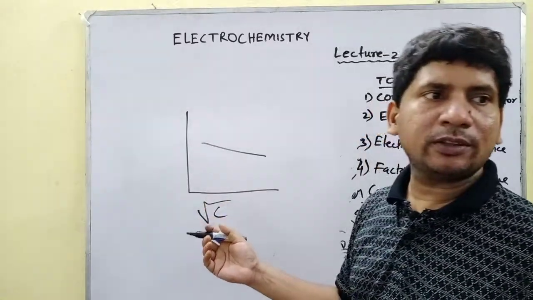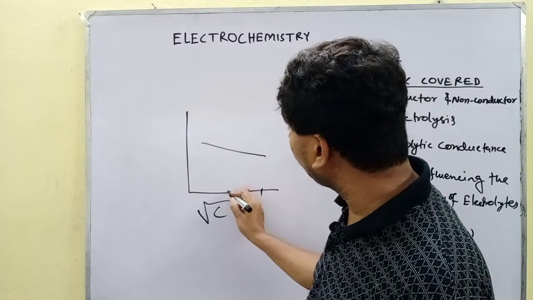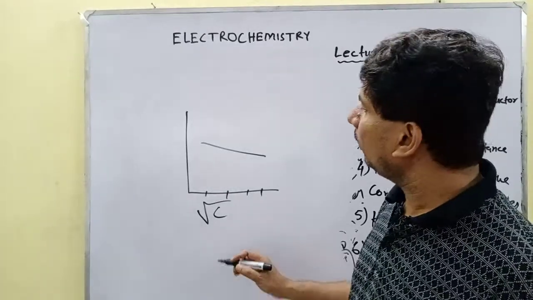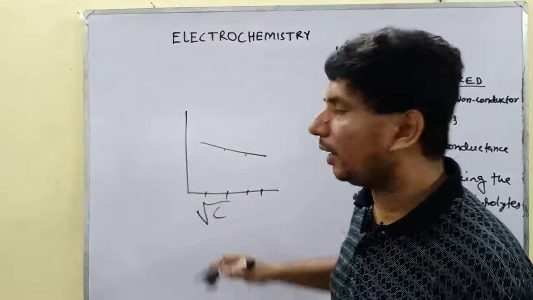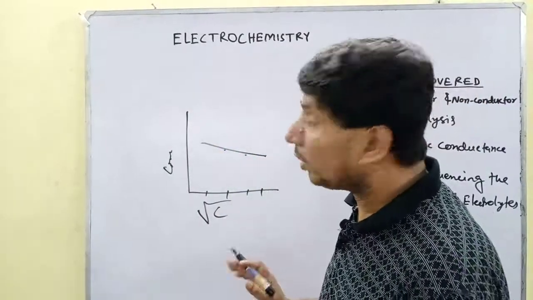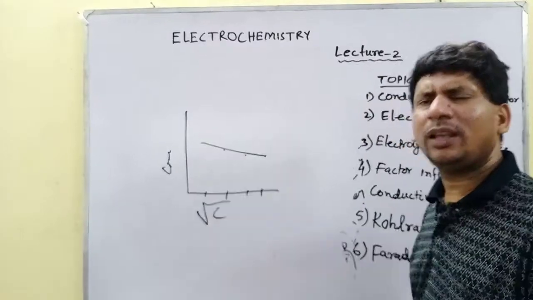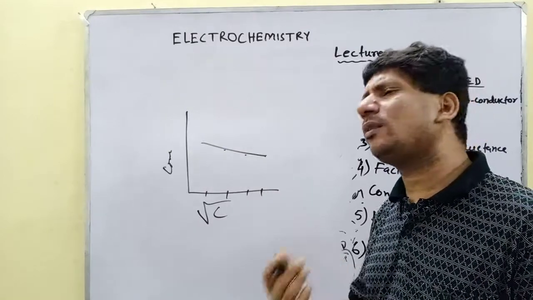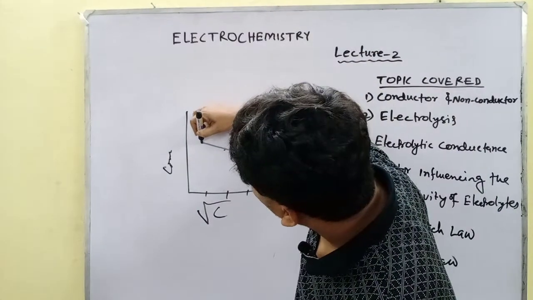For example, 1 molar, then 0.5 molar, then 0.25 molar, then 0.12 molar. In this way we can get a graph, and conductance also increases. But up to this dilution, we are unable to get a very dilute solution. We can't measure the conductance by instrument for a very dilute solution, so we will extrapolate this portion.